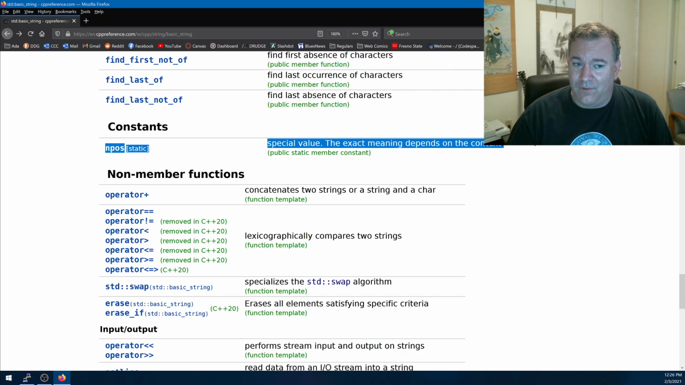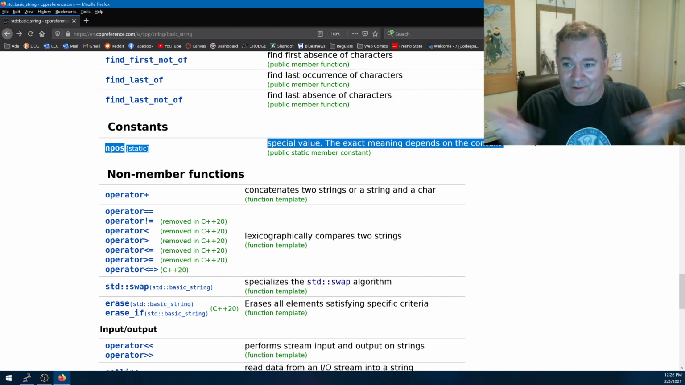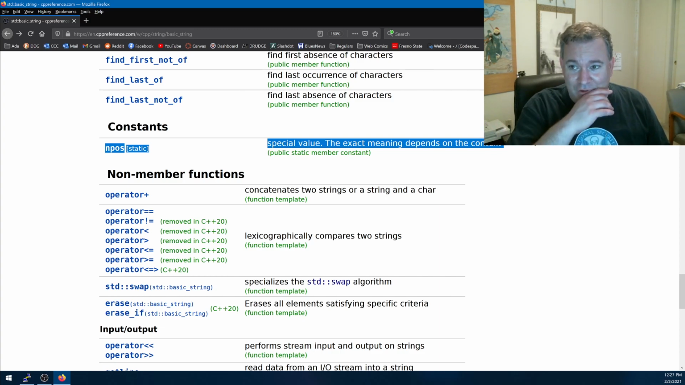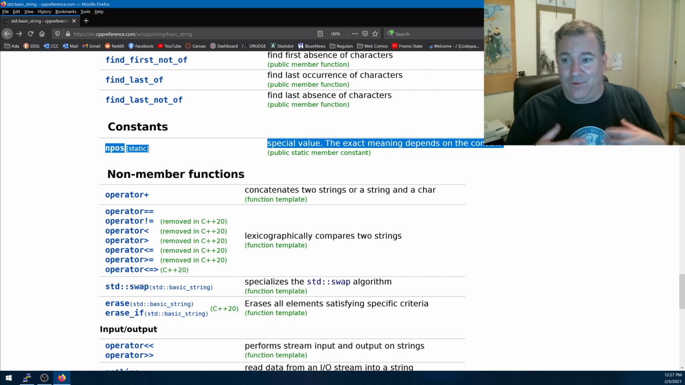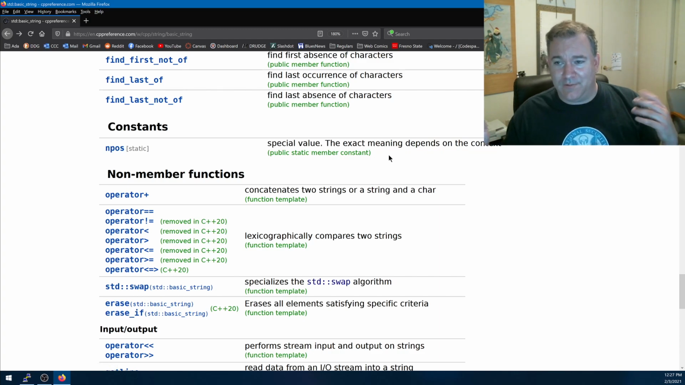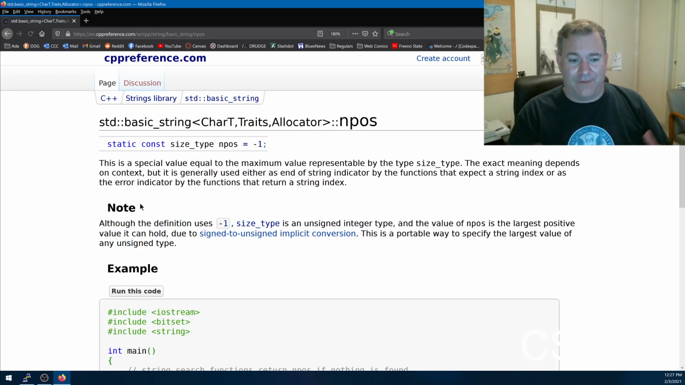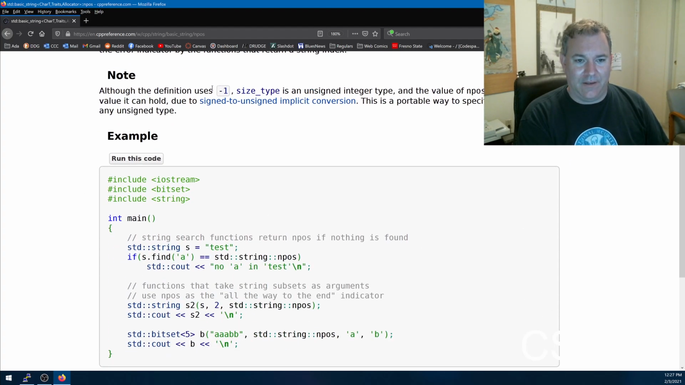What is the exact meaning, right? And usually what the meaning of npos is means you didn't find it, right? It's not in this string. So if you say what location in the string is the word Bob, and Bob's not in the string, then it returns npos, which means essentially not found, right? And it's max int, technically, max unsigned integer.